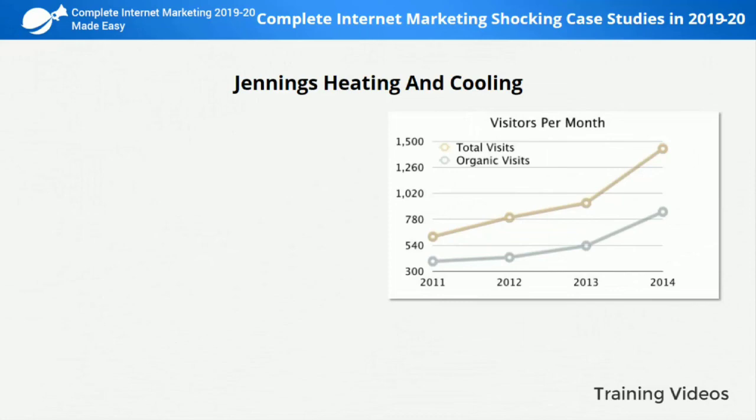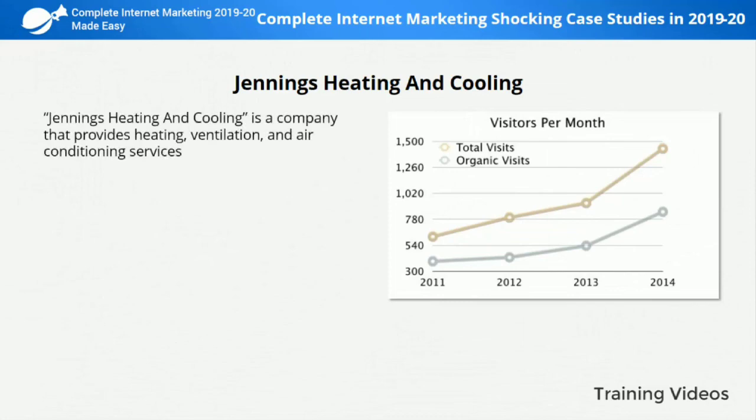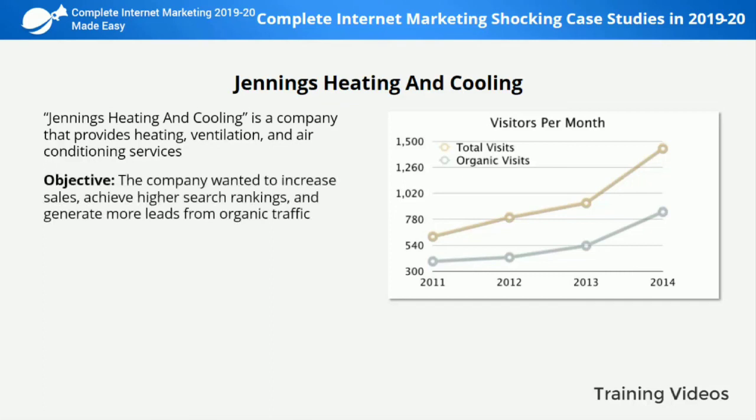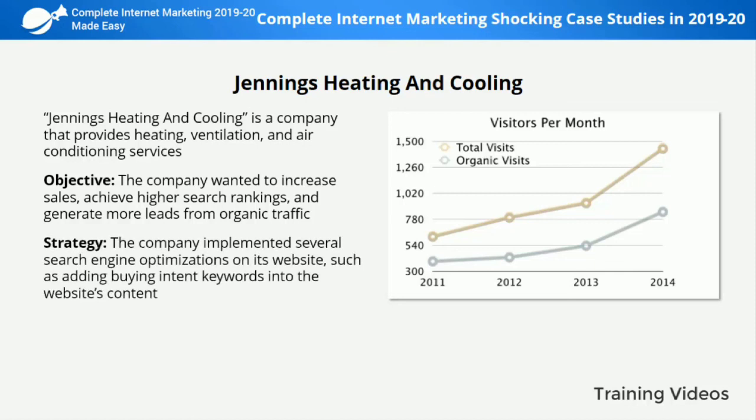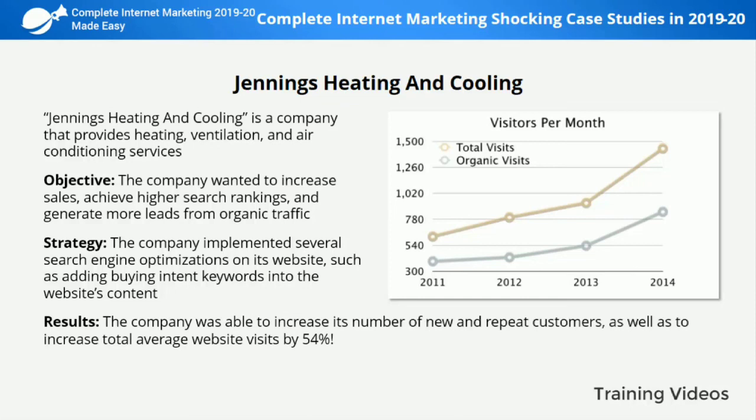Jennings Heating and Cooling. Jennings Heating and Cooling is a company that provides heating, ventilation, and air conditioning services. Objective. The company wanted to increase sales, achieve higher search rankings, and generate more leads from organic traffic. Strategy. The company implemented several search engine optimizations on its website, such as adding buying intent keywords into the website's content. Results? The company was able to increase its number of new and repeat customers, as well as to increase total average website visits by 54%.